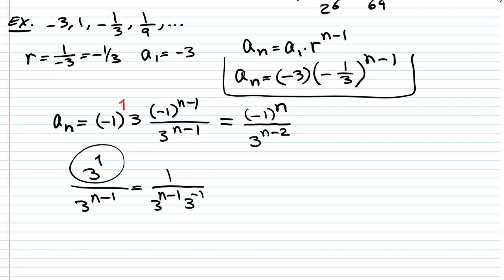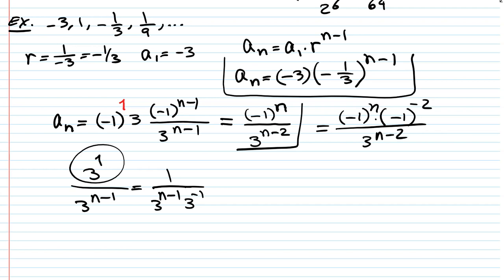Or another way I can do this is the following. This is acceptable. Okay, or I can do it this way. I can write negative 1 to the n and multiply by negative 1 to the negative 2 power. That's still 1, right? I'm multiplying the top by 1 by doing that. And why am I doing this? So this way I have negative 1 to the n minus 2 over 3 to the n minus 2.